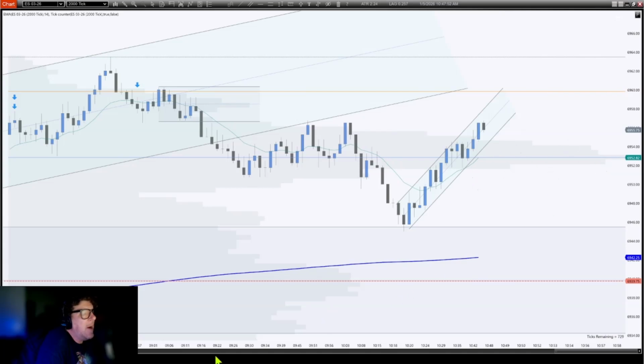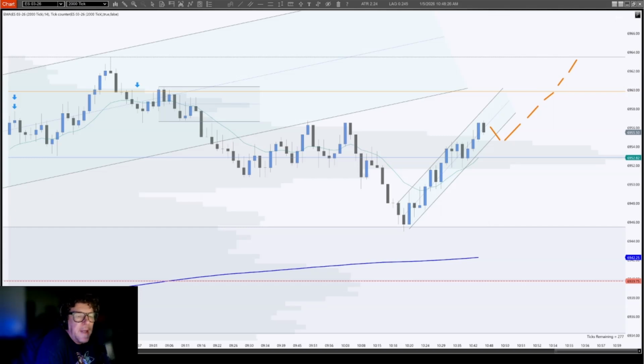If I was going to go long here, what I'd want to see is a backtest of the edge of the volume profile, and then a strong bounce, and then maybe target 6960, maybe hold a runner to 6963, with previous day high. But I'd want to see that pullback and a really strong second entry long right there to back it up.